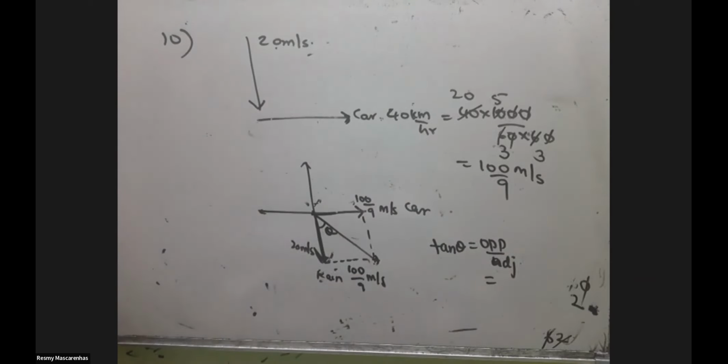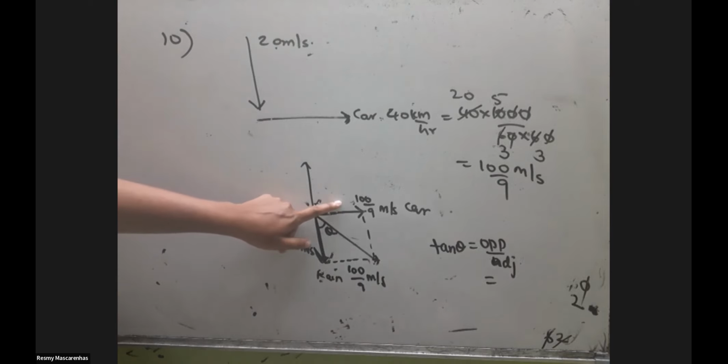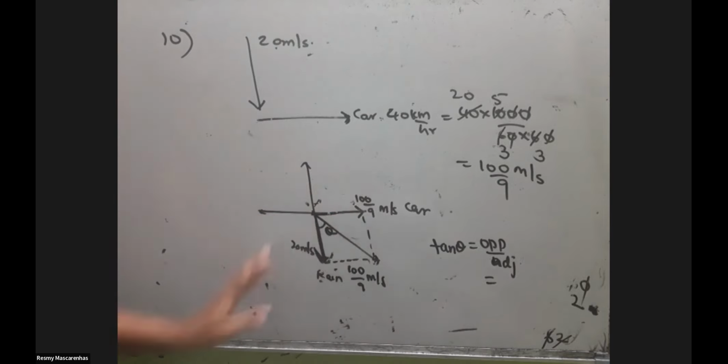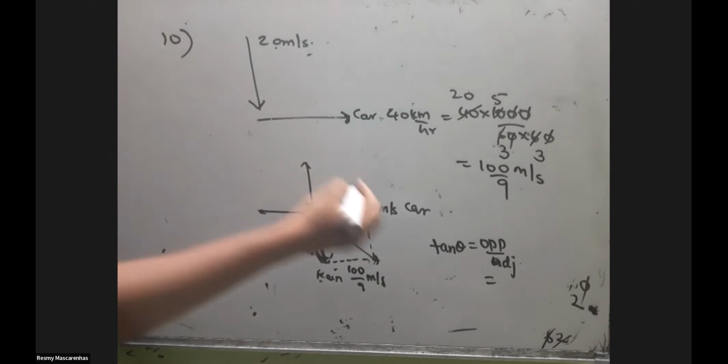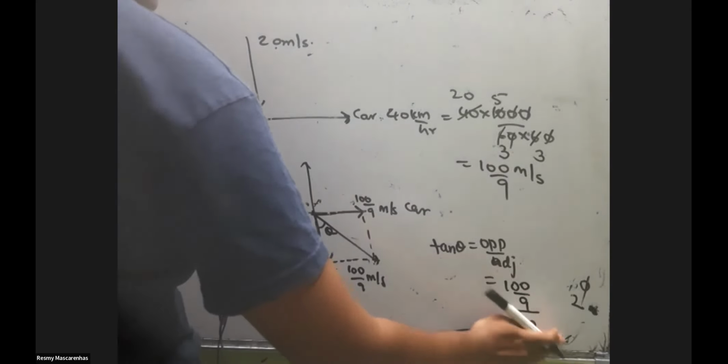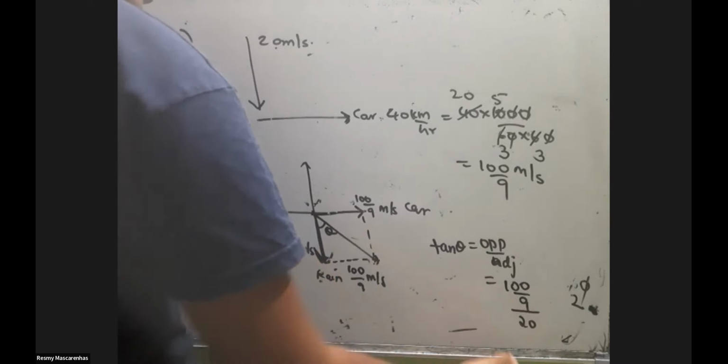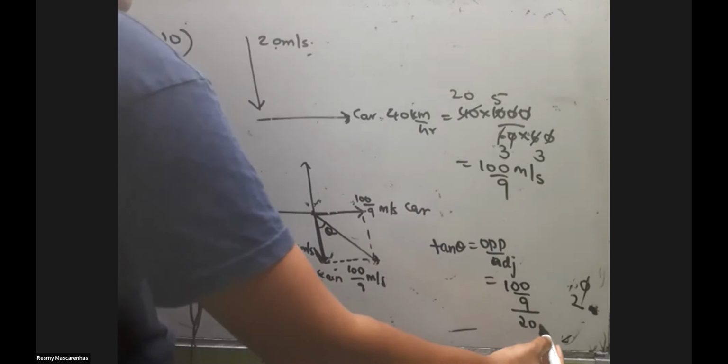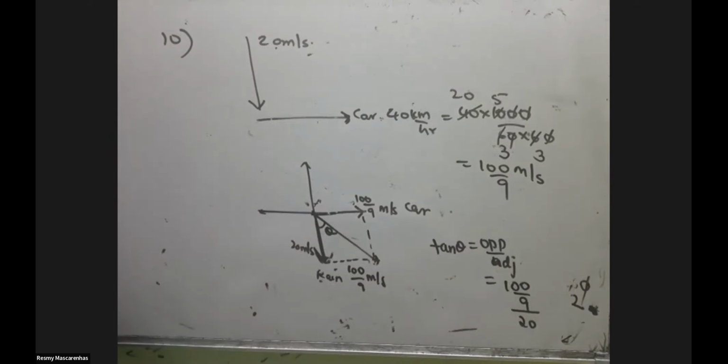If you have taken theta over here, anywhere you can take, no problem. Then this would be opposite, the other way around. So this would be 100 by 9 upon 20 meters per second. Just calculate.